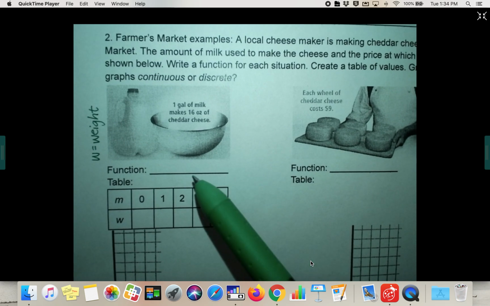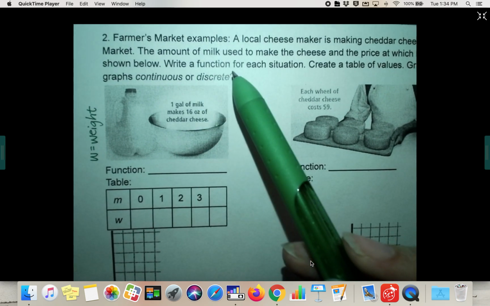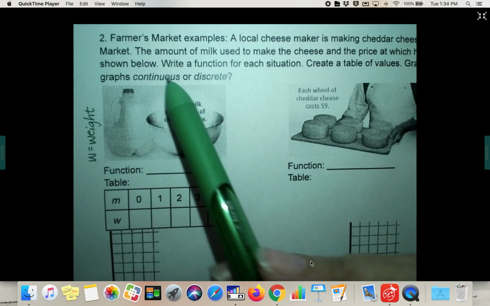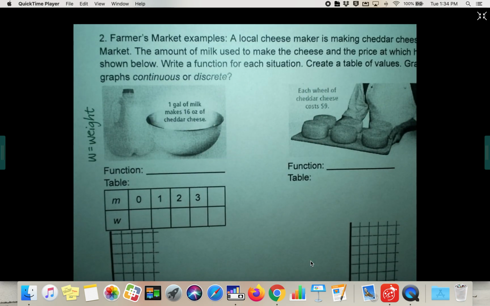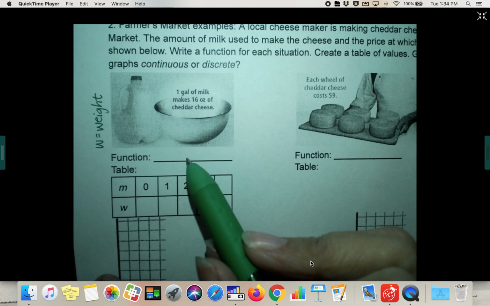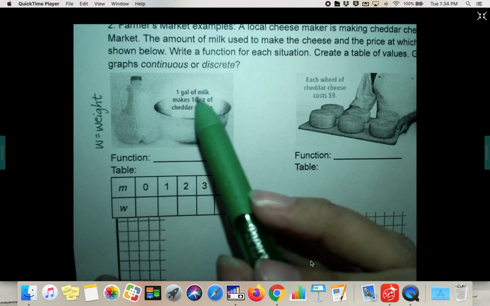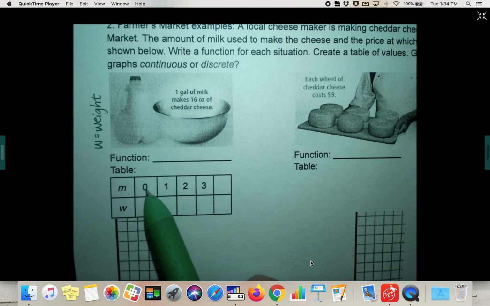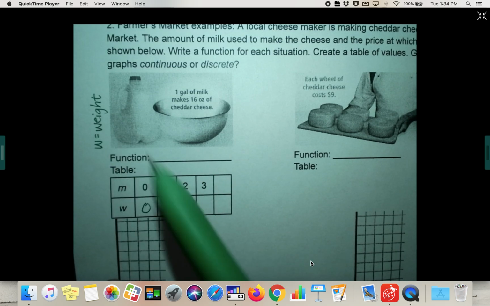So what is the function? And then we're going to write a function, we're going to create a table, we're going to graph it, and then we're going to tell whether it would be continuous or discrete. So the function is 1 gallon of milk makes 16 ounces of cheese. So 0 gallons of milk is going to make 0 pounds of cheese, or ounces. Weight is in ounces.